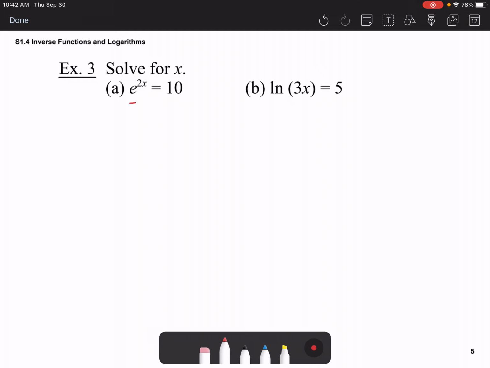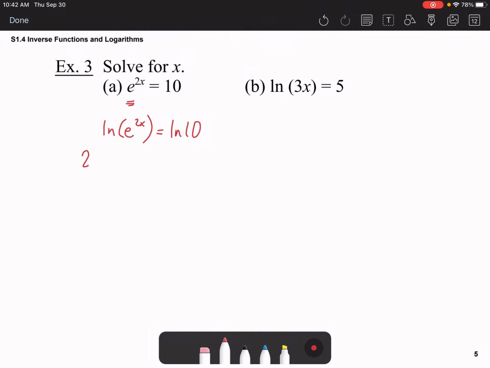So to get rid of the e on the left-hand side, we apply a natural logarithm to both sides. Like so. What happens is it allows you to take that 2x, because it is a logarithm, and bring it down in front. Now, because ln and e are inverses of each other, it actually cancels each other out and gives you a value of 1. So now we're working out the natural logarithm of 10.